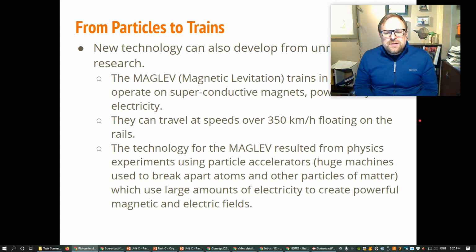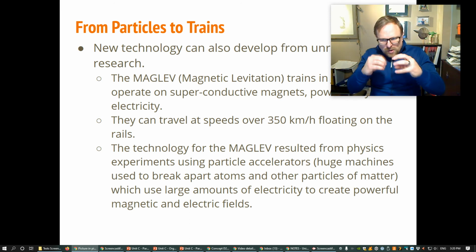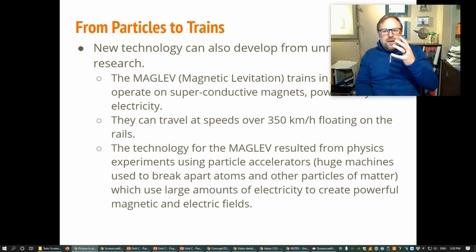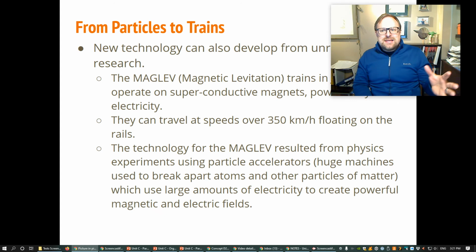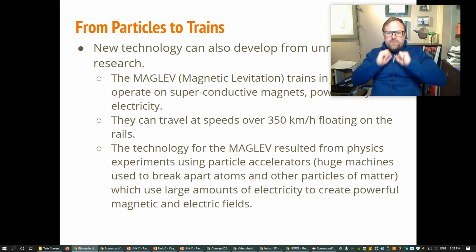The technology for maglev resulted from physics experiments using particle accelerators, which are huge machines that are used to break apart atoms and other particles to try to figure out what's inside them on a small level. But from what they were doing with these particle accelerators came the idea, well, I wonder if we can use magnetic fields to lift something big like a train up and propel it forward.